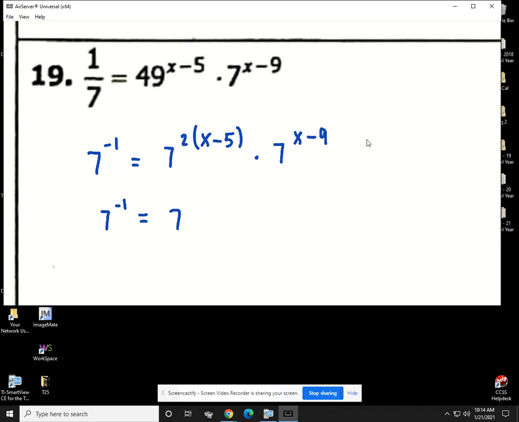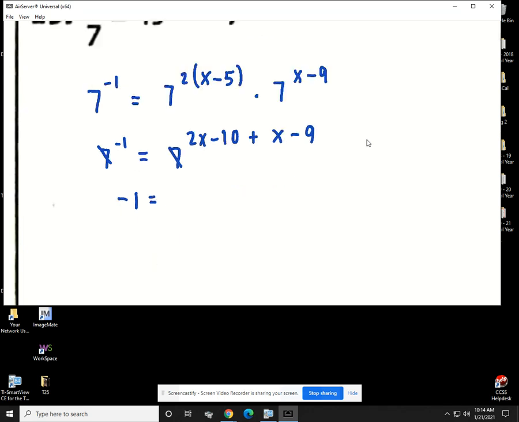And how do we do that? By adding those exponents. Well, don't forget, that's 2 times x minus 5. So what will that be? So that's 2x minus 10 plus x minus 9. We're adding them, okay? We're adding them. So 2x minus 10 came from here, and we're adding it to x minus 9. We'll do that next, but what can we now do because the 7s are the same? Drop them off. So negative 1 equals, now let's do that.